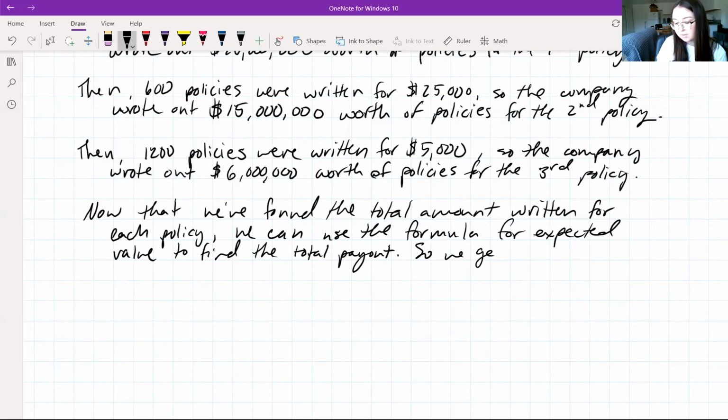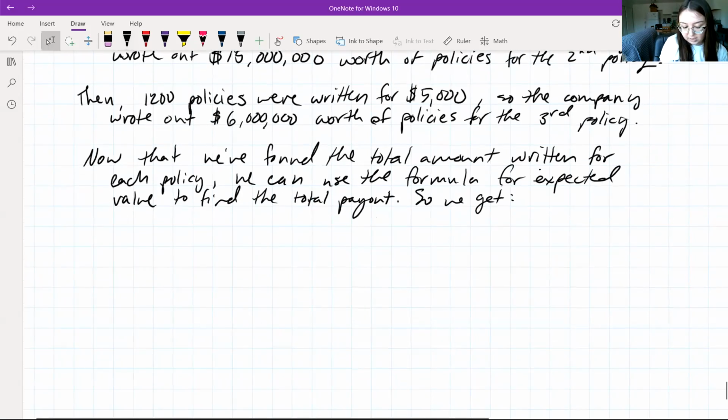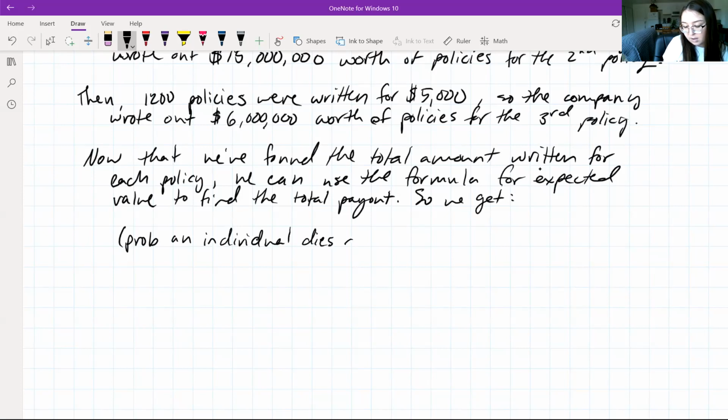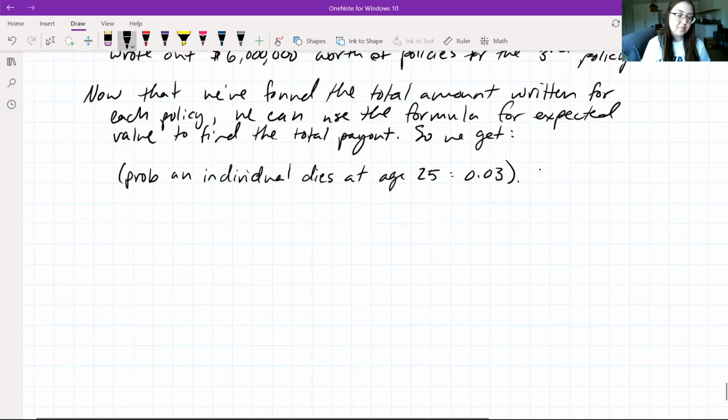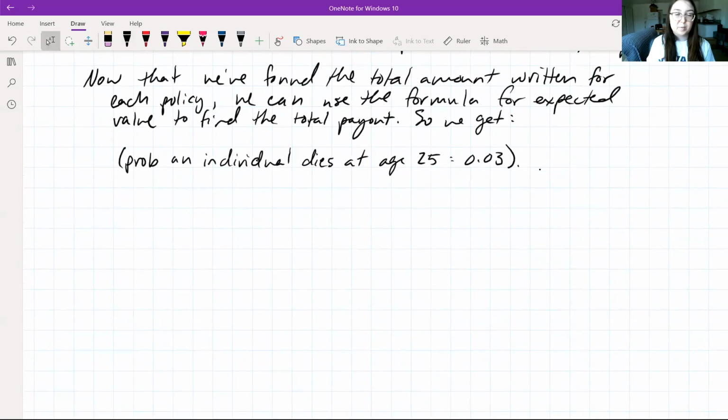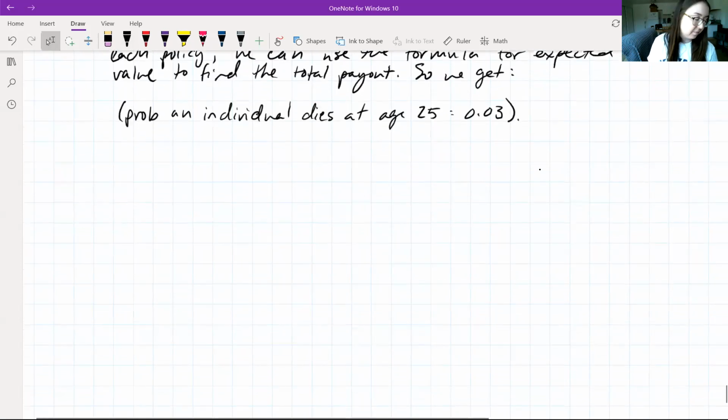So we get, and remember our probability an individual dies at age 25 is equal to 0.03. And this is the same no matter what policy, because all of these policies are written for people at age 25. So the percentage is going to be the exact same. We just need to find the payout.